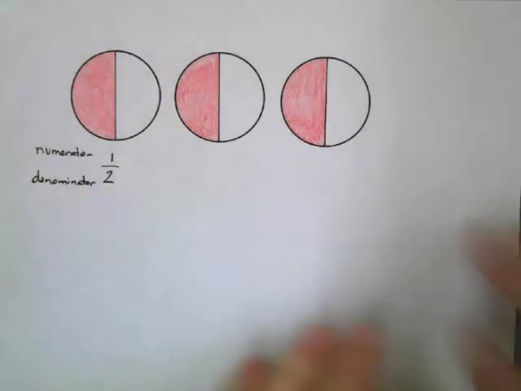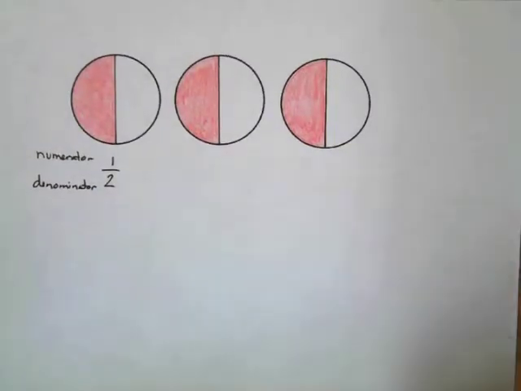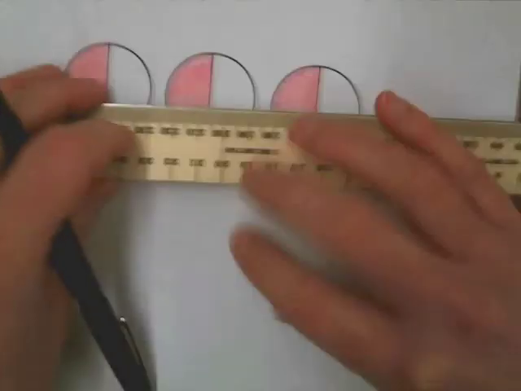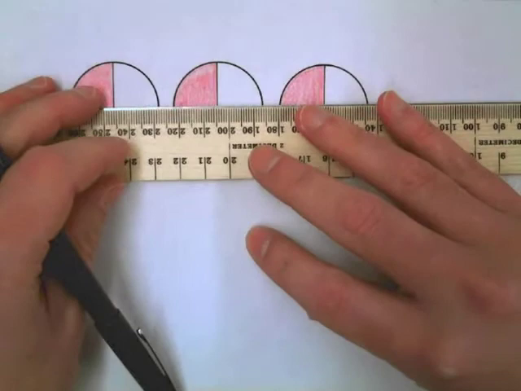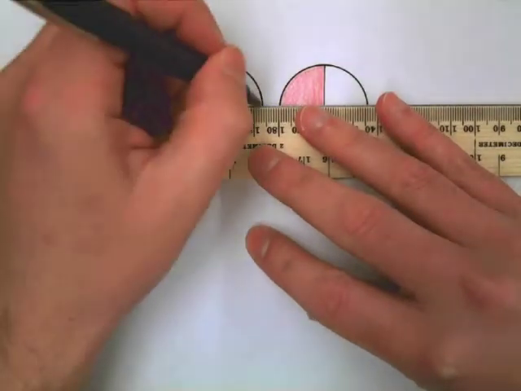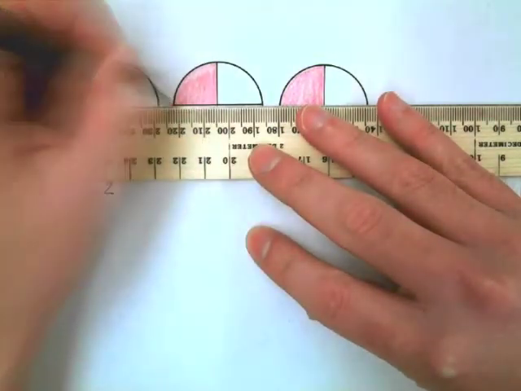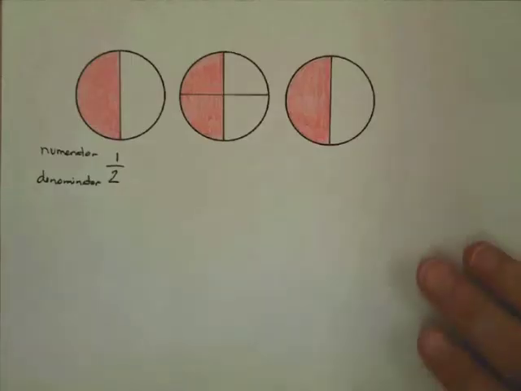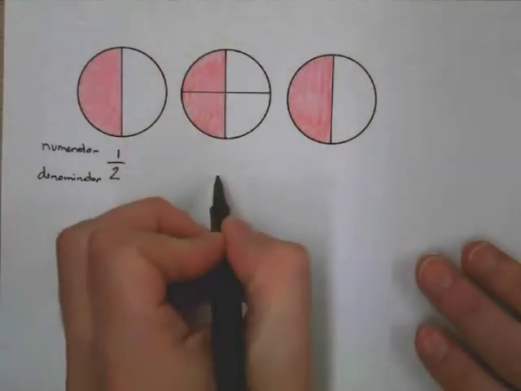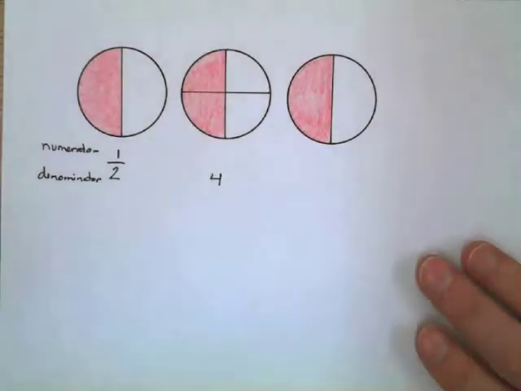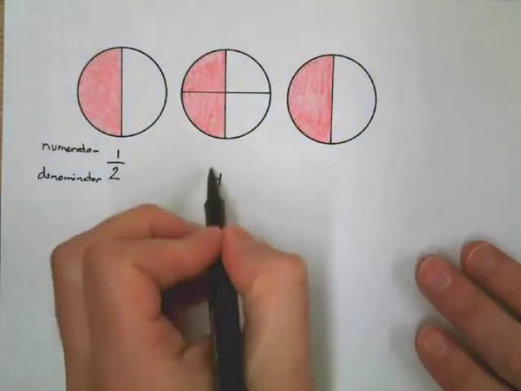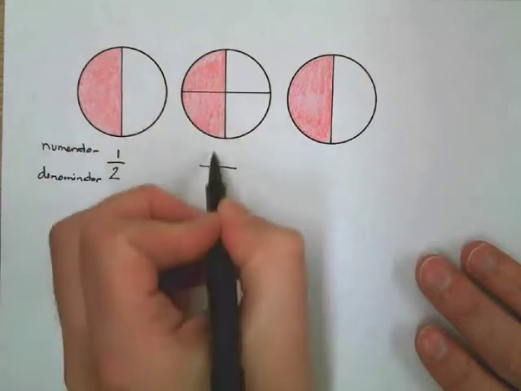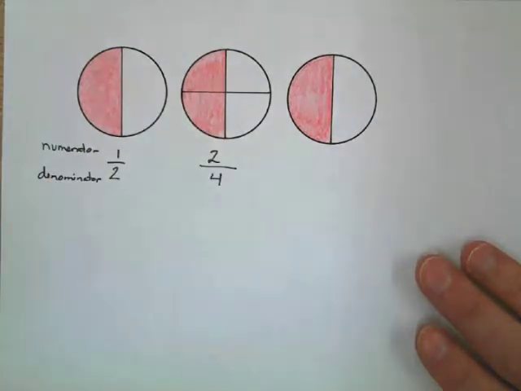Well, let's see what we could do if we take a look at these other two circles. Well, I can take this circle and I can cut through it horizontally. Now, the total number of pieces my whole is broken into is 4. So my denominator is 4. I now have two pieces that are shaded in red, so my numerator is 2.